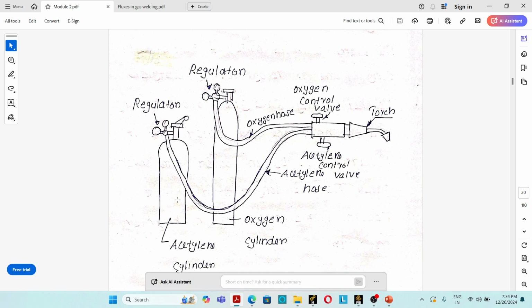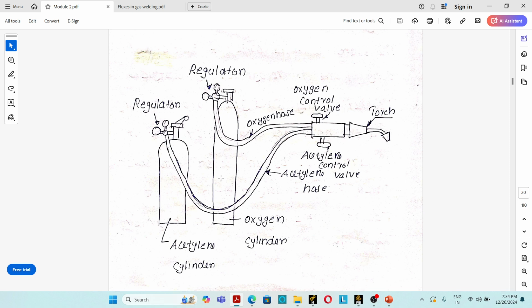So the acetylene cylinder, you can see it clearly here, is maroon in color, and the acetylene cylinder has a capacity of 3.5 meter cube to 8.5 meter cube. The acetylene gas is stored inside the acetylene cylinder at a pressure of 15 kilogram per centimeter square. Okay, then this acetylene hose is also maroon in color.